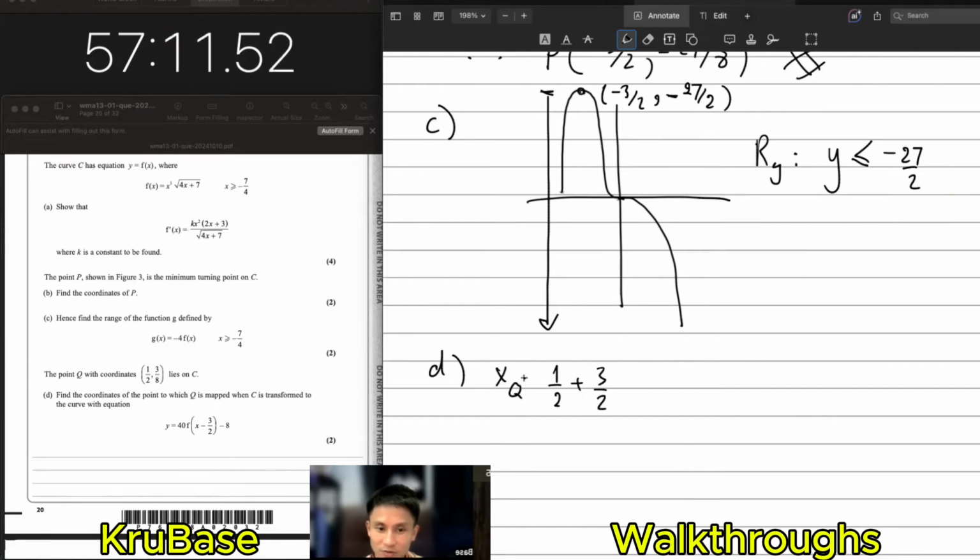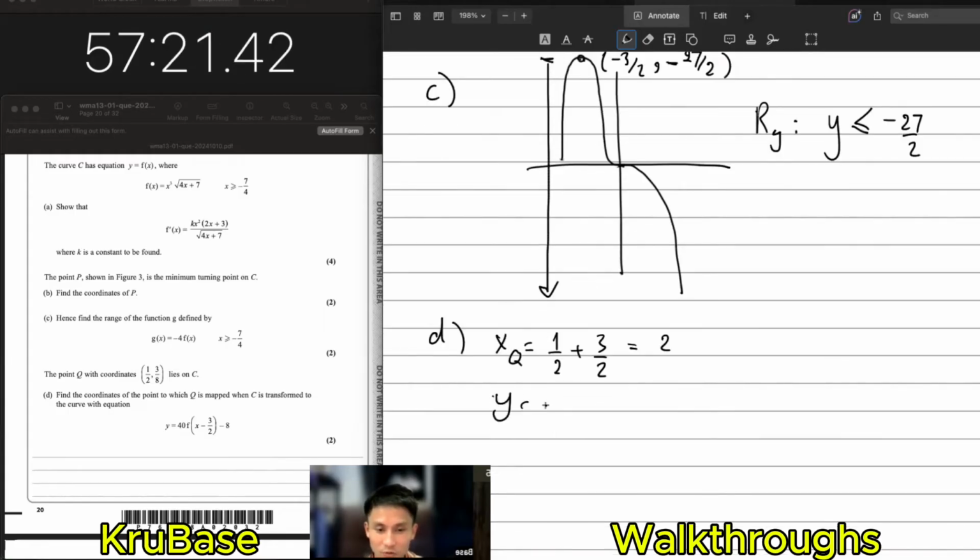So this is X of Q equals just that. But this is 2, right? So that's 4 over 2, which is 2. And the Y coordinate of Q would be 3 over 8 multiplied by 40 and minus 8. You multiply the Y by 40, and minus 8 is just shifting down. So 8 over 40 gets 5. 5 times 3 is 15. 15 minus 8 is 7.